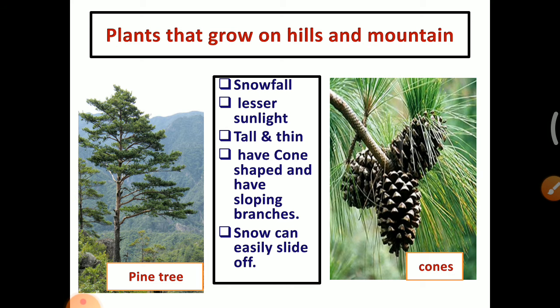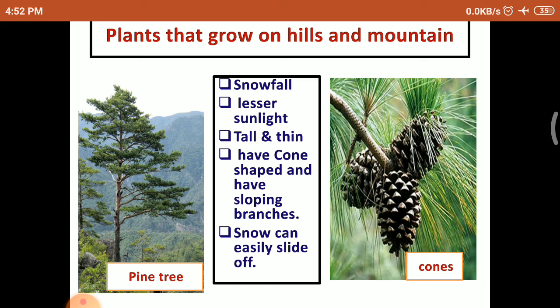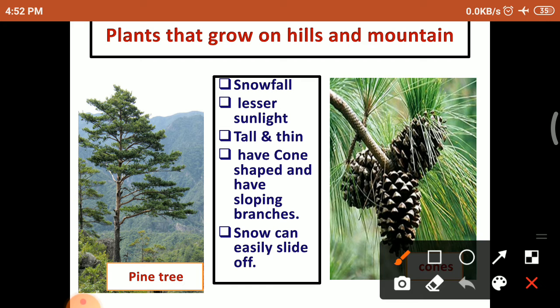Look at this image. This is cone shaped. So these trees have cone-shaped seeds, and the branches of these trees slope down. If you take a hill area, the hill area receives snowfall and also receives less sunlight. The plants that grow on hill areas are always tall and thin. They are cone shaped and have sloping branches. These are the features of plants that grow on hill areas.